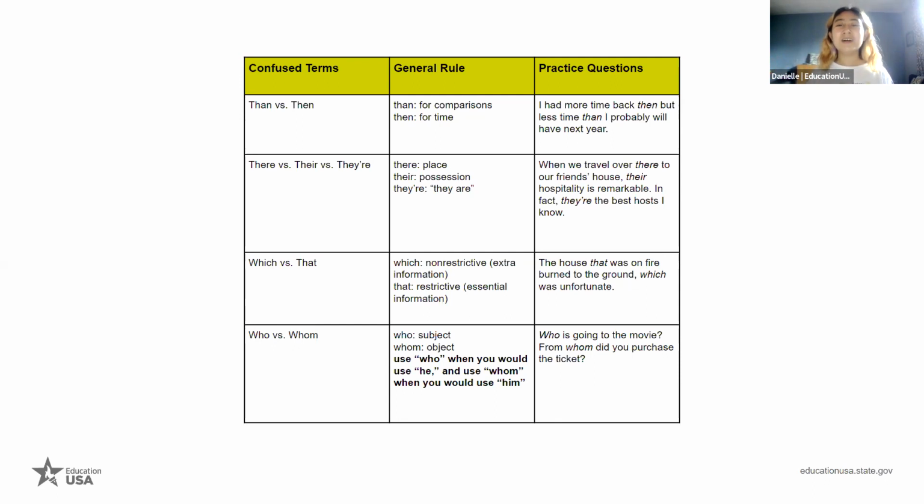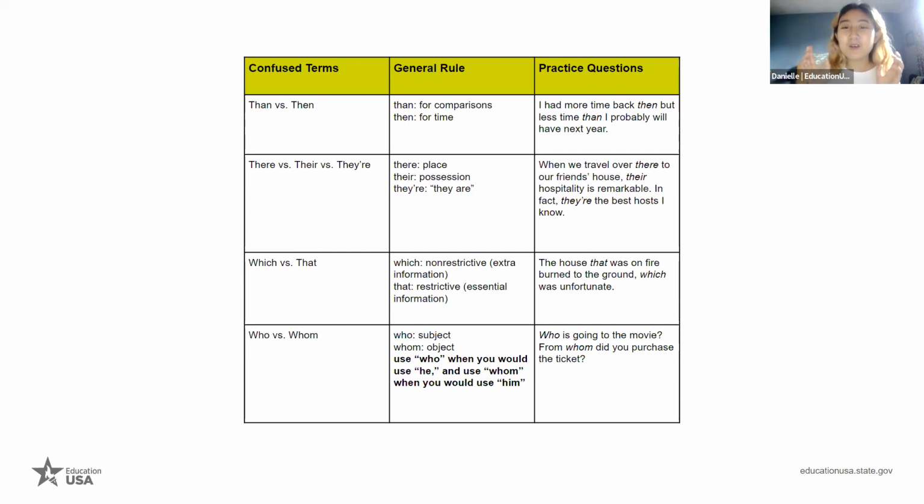So you're probably looking, this whole sentence is talking about time. What do you mean? Then, we're talking about, I had more time back then. That's the time part, implying some time passed. But we're comparing two different times here, which makes this sentence literally perfect if you understand why both are different here, because you're comparing the time back then with the time you'll have next year. But less time than I will probably have next year.